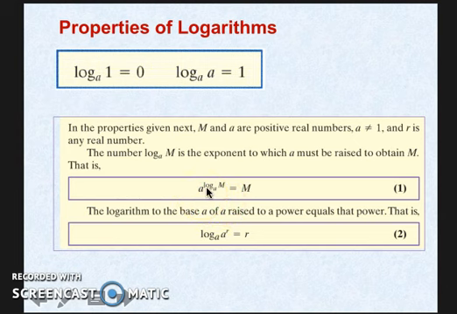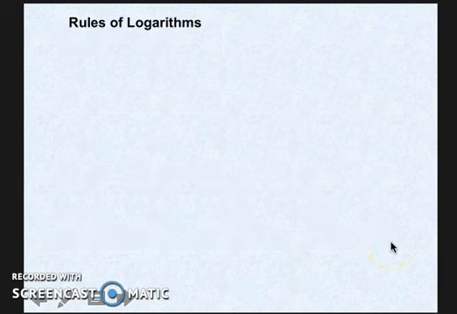Now a raised to log of m base a equals m. See this, a raised to log base a, they cancel each other, so this equals m. And also, log with base a of a to the r equals r. The exponent r just comes down here. Here they cancel each other and m comes out. We're going to do some examples on that.